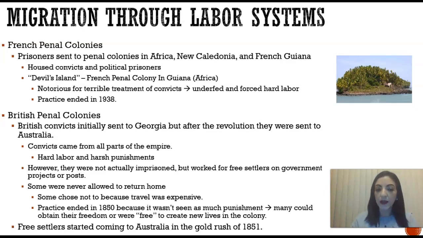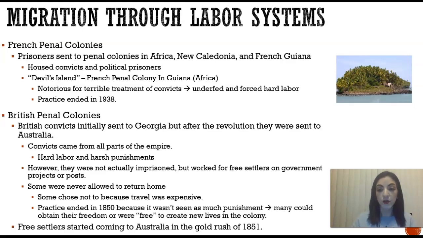However, they weren't actually imprisoned. So in the French penal colonies, it was an actual prison. So the prisoners lived in a prison, they worked outside, they worked in the forest, or they worked the land, and then they would be sent back to jail, like a physical location. In Australia, they kind of just left them out there, and they were like, okay, this is your prison. The whole entire island was their prison. And so they would usually either work for free settlers, or they worked on government projects or posts. Some of them were never allowed to return home, and that was their punishment enough.